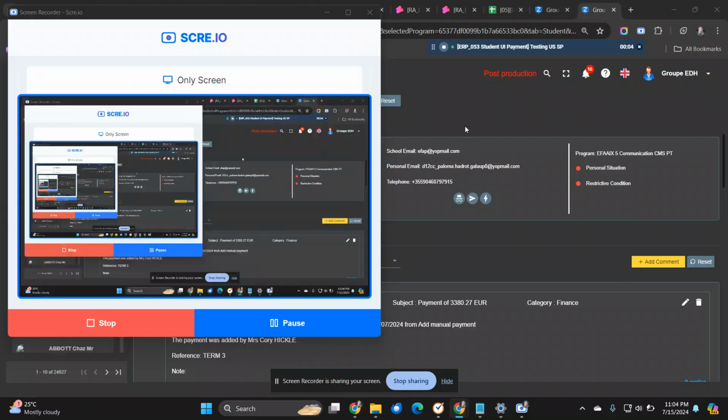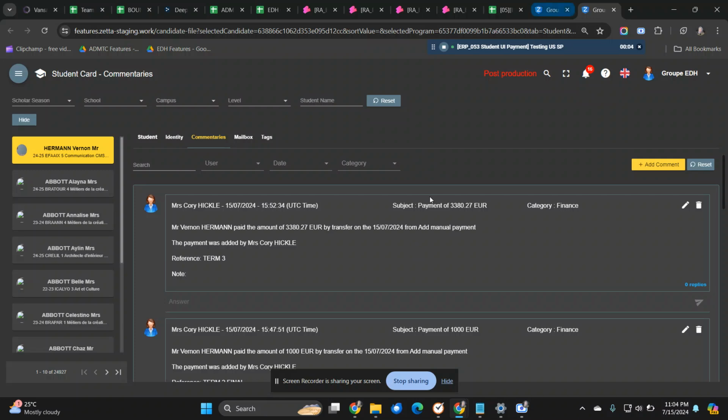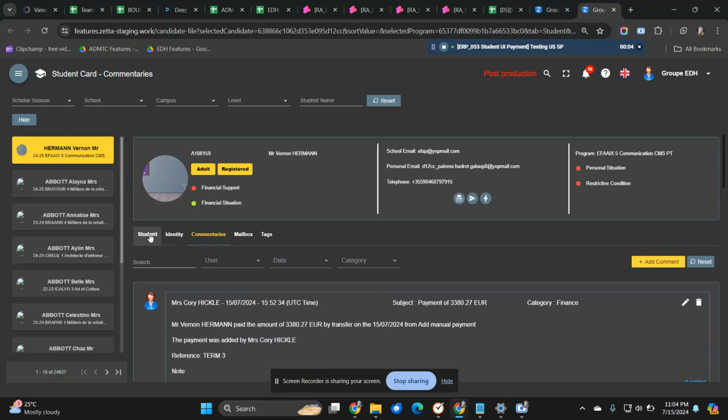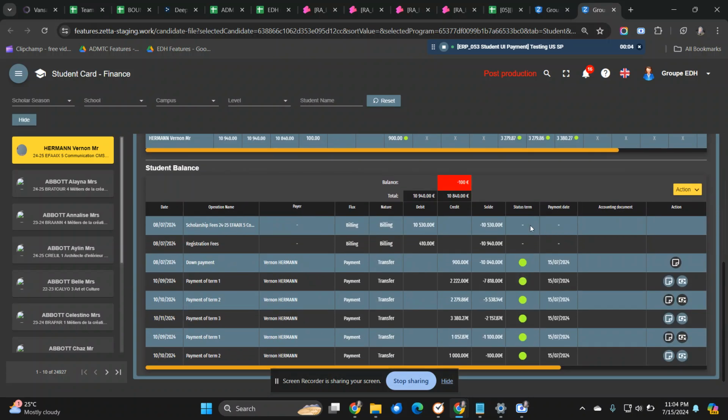So I want to check in the commentaries after I already paid for term 1, term 2 and term 3. I go to the student finance to check the history of the status of the term. This is for the payment of term 1.